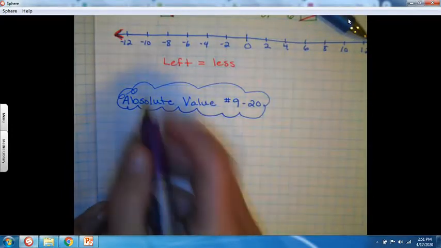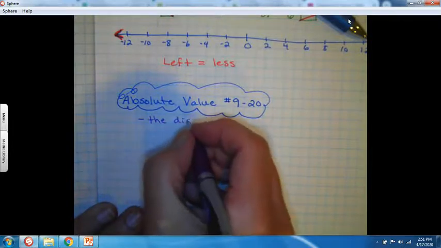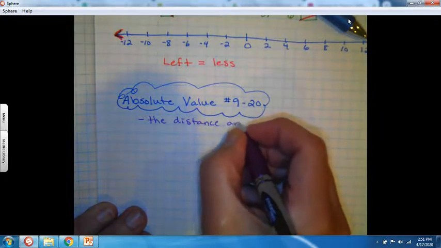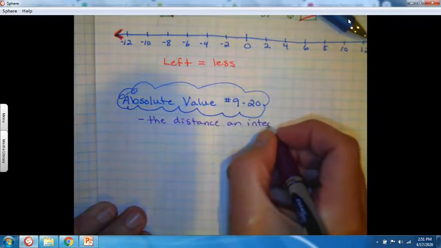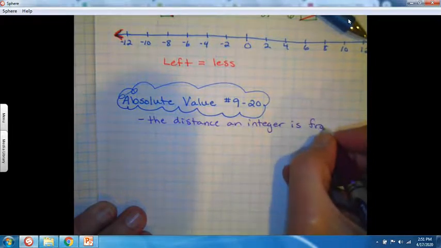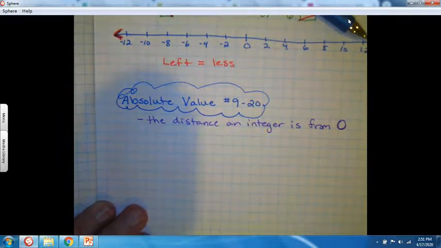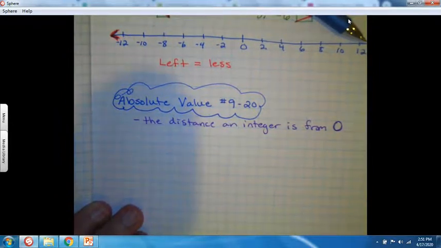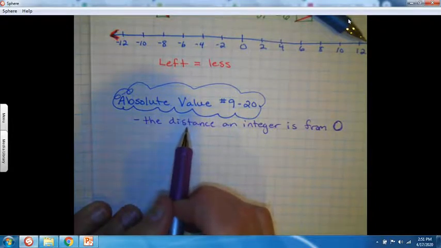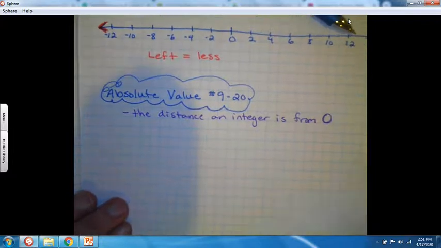And remember, absolute value is what? We did this already. The distance an integer is from 0. Okay, so it's all about distance. Distance has to be a positive number, don't forget, unless you're talking football, and we don't want to talk about that right now. Okay? All right.